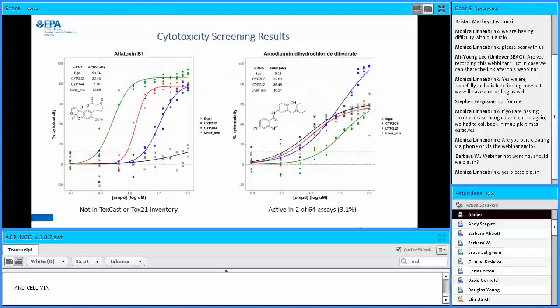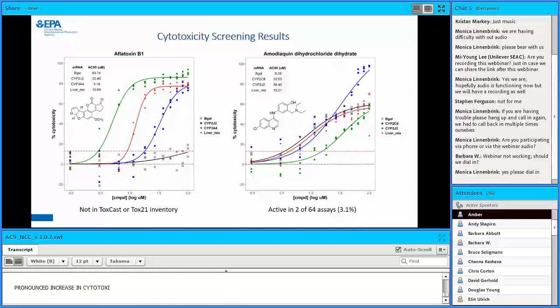I'm only going to show you results from a couple of the compounds, 4 actually. The first one is aflatoxin B1, which is a known hepatocarcinogen. What you can see with the black line and black dots is that in the beta-gal transfected cells, which do not have any appreciable CYP activity, aflatoxin B1 is a borderline active, but only at the highest concentration. However, when we overexpress CYP3A4 in the green, CYP2J2 in the blue, or the liver mix, which has 27% CYP3A4 and 1% CYP2J2, we see a pronounced increase in cytotoxicity from aflatoxin B1 exposure.